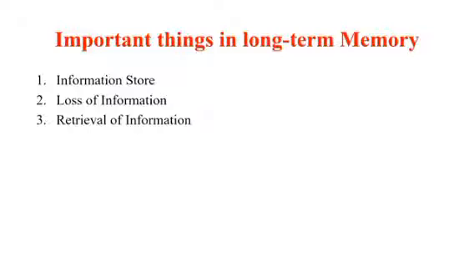Starting with the information store. What is the information store? How will you store the information? Whatever information is coming in your short term memory, you pass to the long term memory. But when you are exposing yourself to a stimulus again and again, repeating and practicing it again and again, repeated exposure to a stimulus gets that experience, that information, into the long term memory.